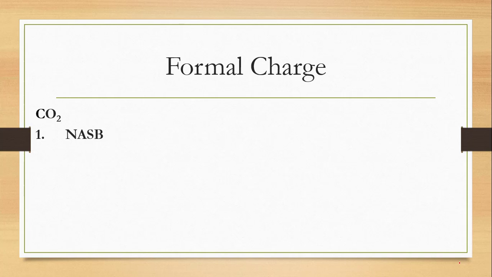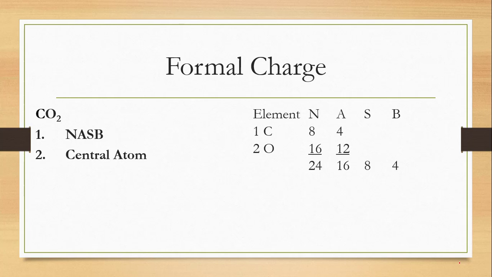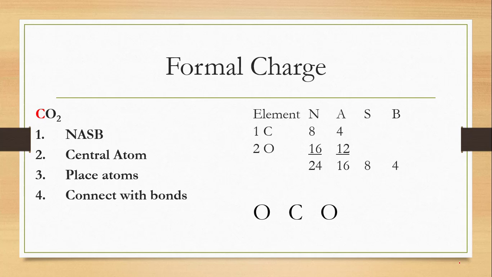So we start with our NASB table, and here it is in all its glory. We figure out what's the central atom. There's carbon present, so it's going to be carbon. Now we're going to place the atoms, the carbon in the middle and the oxygens on the outside. We're going to put a single bond between the carbon and the oxygens. That uses up 4 electrons.